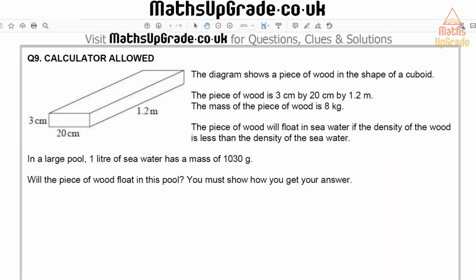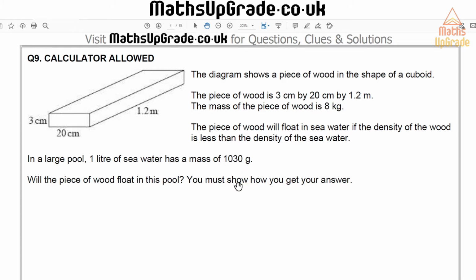Question 9. The diagram shows a piece of wood in the shape of a cuboid. The piece of wood is 3 centimeters by 20 centimeters by 1.2 meters. So straight away I can see that there's a different unit here. The mass of the piece of wood is 8 kilograms. The piece of wood will float in seawater if the density of the wood is less than the density of the seawater. In a large pool, a litre of seawater has got a mass of 1030 grams. So again, different units here for mass.